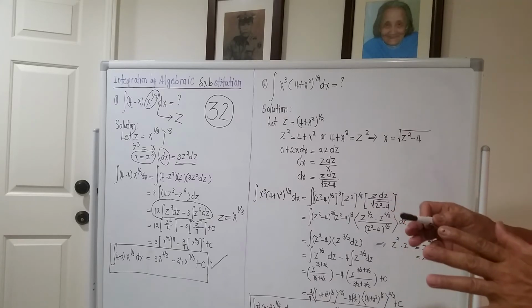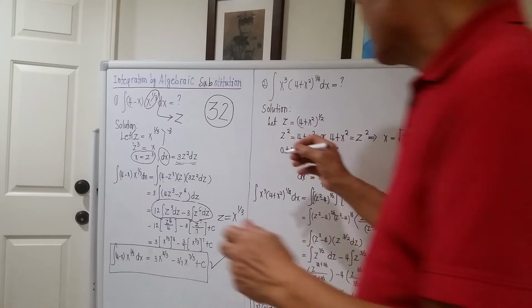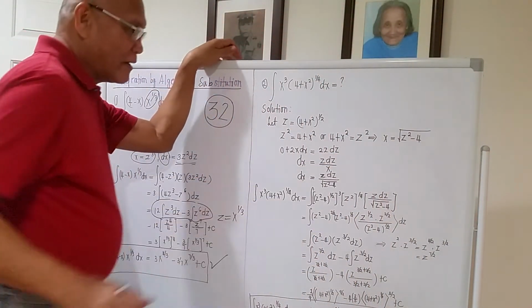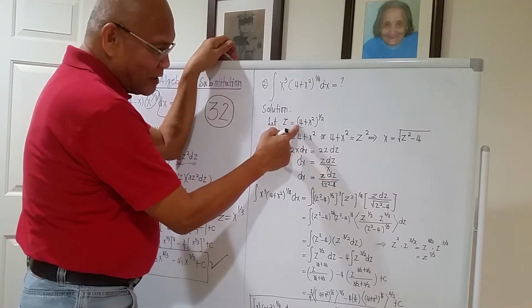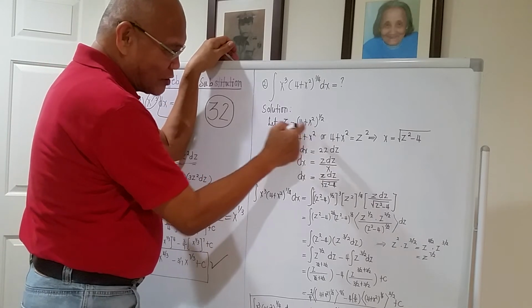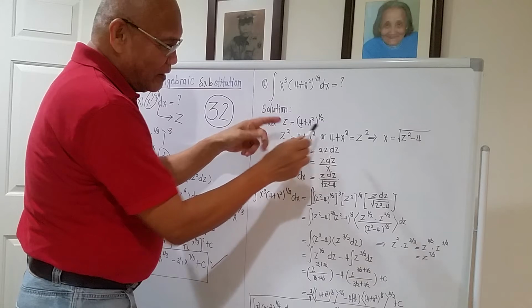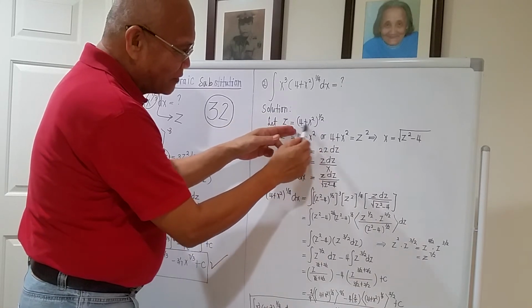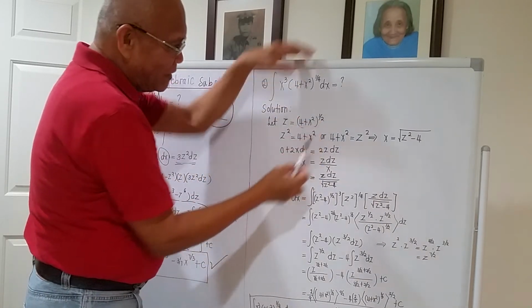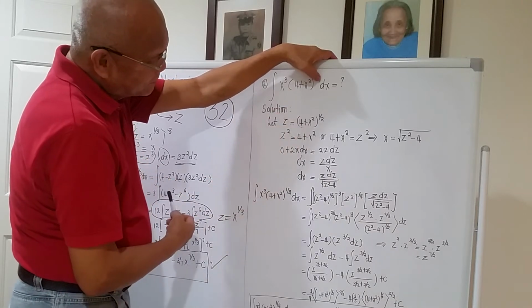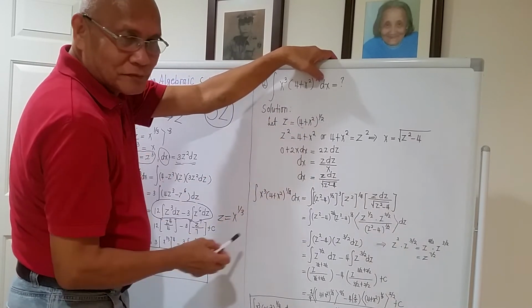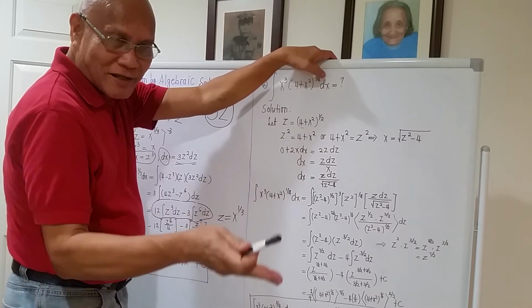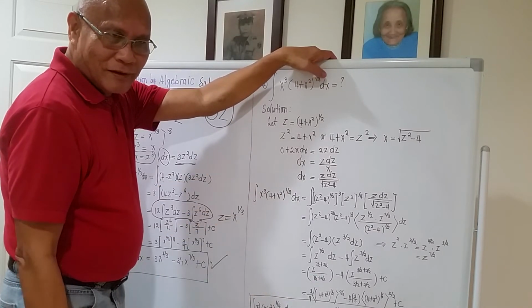But in here, I let z equal to the quantity 4 plus x squared to the 1/2. There is no quantity like this in the given equation, but this is similar to it, right? Okay, I just want it to be 1/2. There's no problem with that one. It's just an algebraic substitution. Okay?